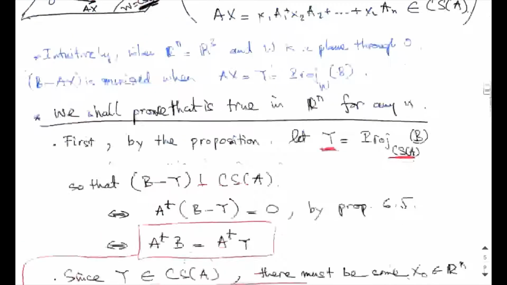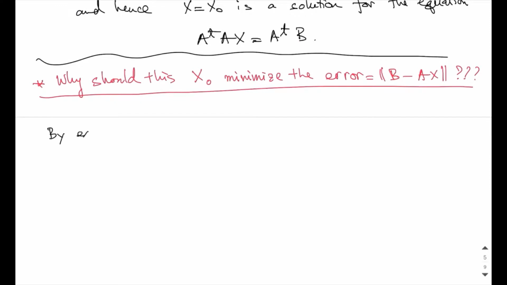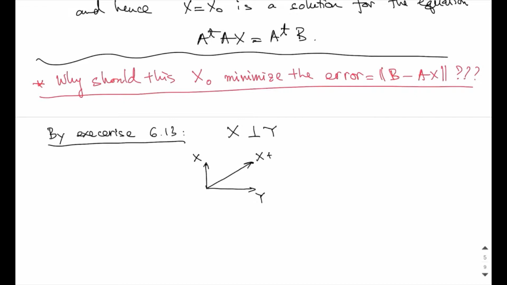So we have successfully proven the first part of the theorem, right? The theorem says that we can always find an x satisfying this equation, and we have pointed out that it should be the x0 here. So the next part, the second part, which is the vital part of theorem 6.20: why should the x that we found from this equation minimize the error for us? So by exercise 6.13, if you have vector x perpendicular to vector y, then you are going to have vector x plus vector y.